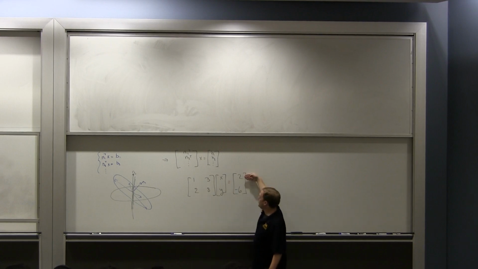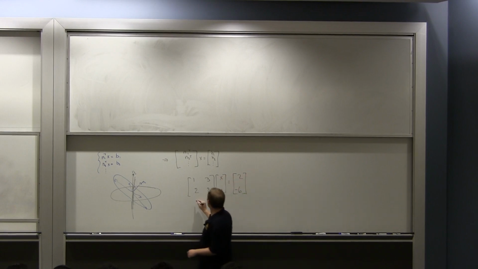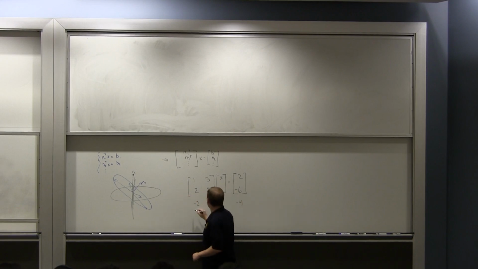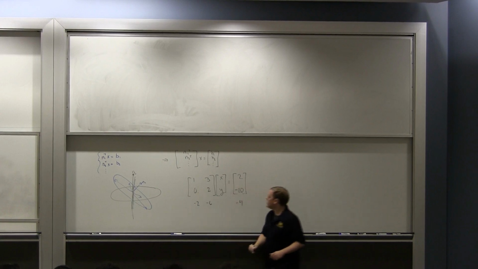So how do I make this guy turn into a 0? Well, I'm going to add some multiple of this row to it. I think your suggestion was -2. If I multiply the top row by -2, that gives me the row -2, -6, -4. And now I can add this row to this row, and I'm going to end up with the system. This turns into a 0. This guy turns into a 2. This guy turns into a -10. Everybody on board?